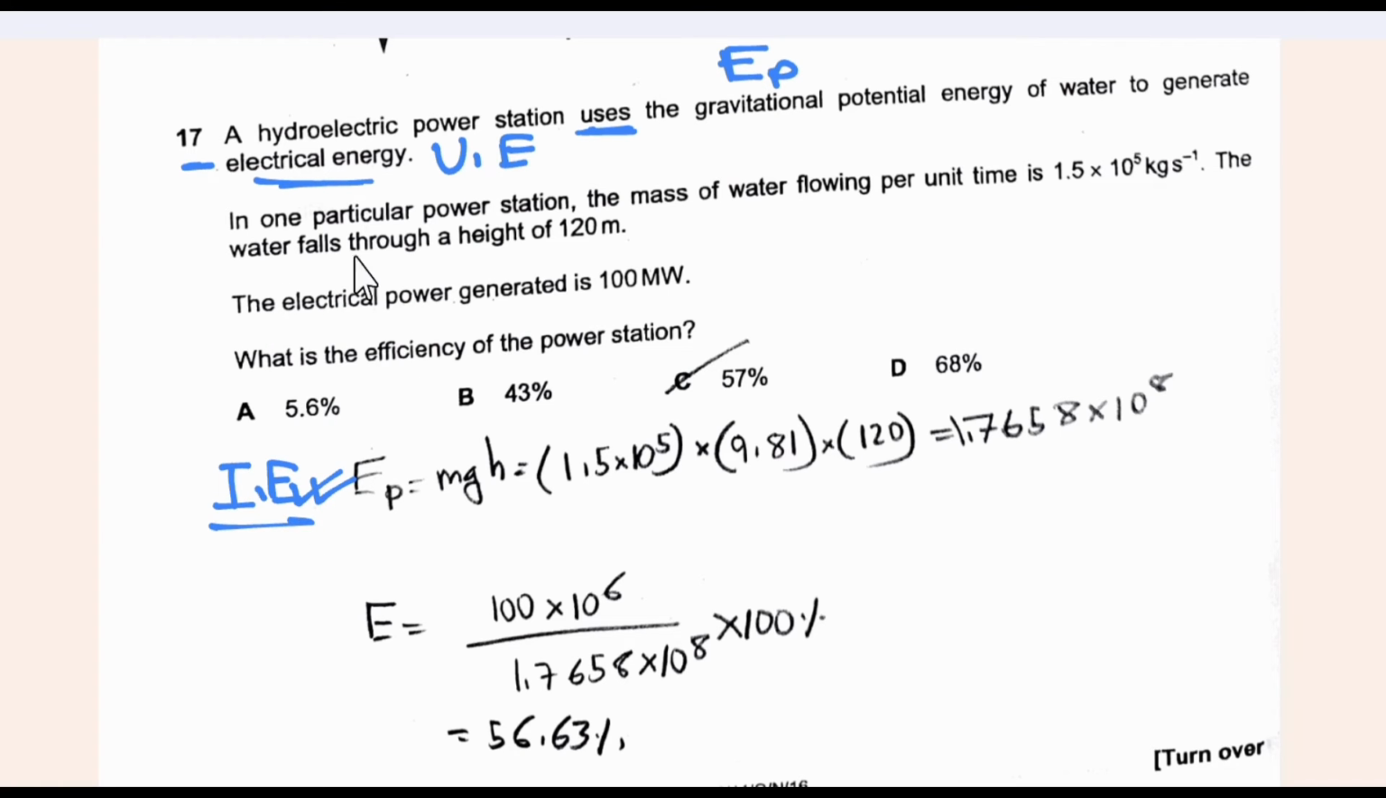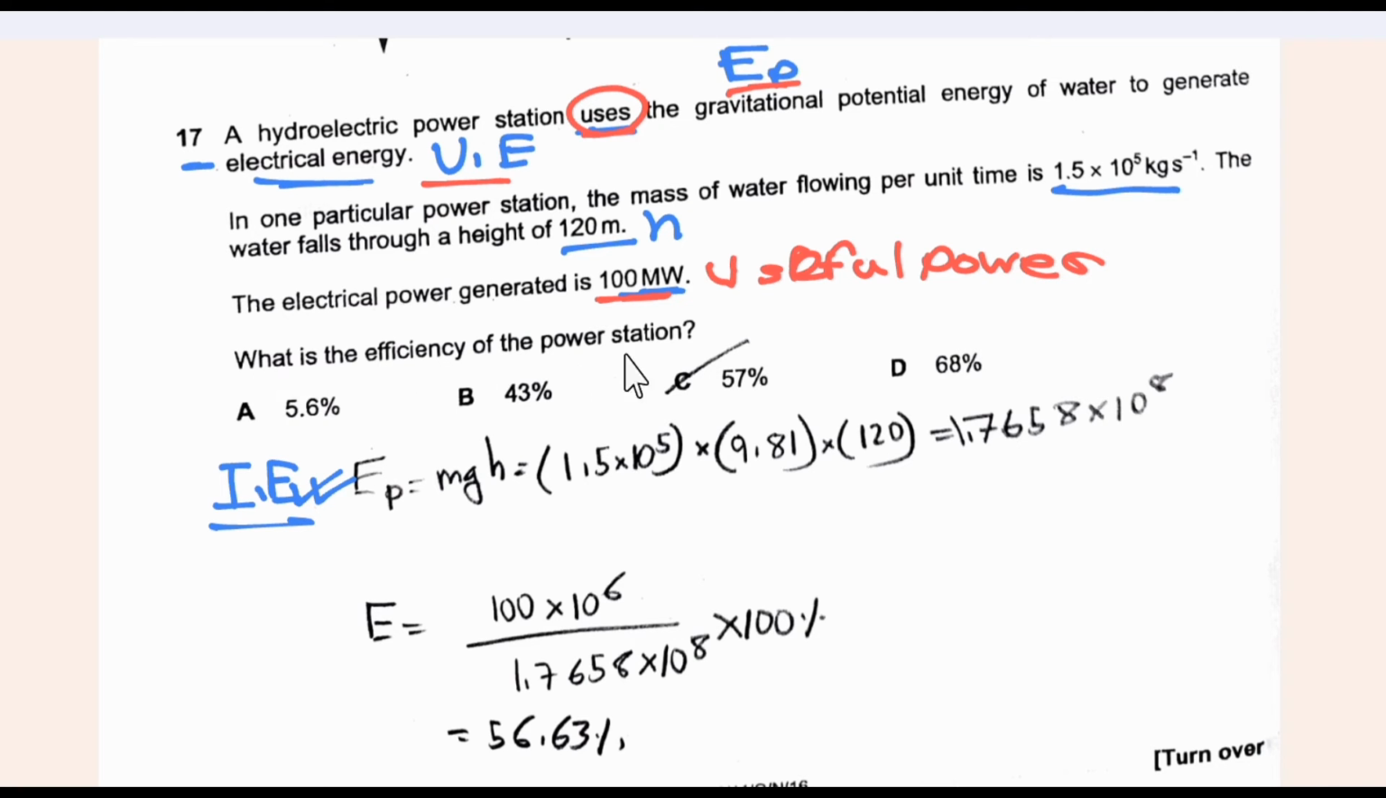In one particular power station, the mass of water falling per unit time is given, so mass per unit time, and the water falls through a height, whose value is given. Then the electrical power generated is this much power. We already know that it uses gravitational potential energy to form electrical energy, which means this power is our useful power. What is the efficiency of the power station?